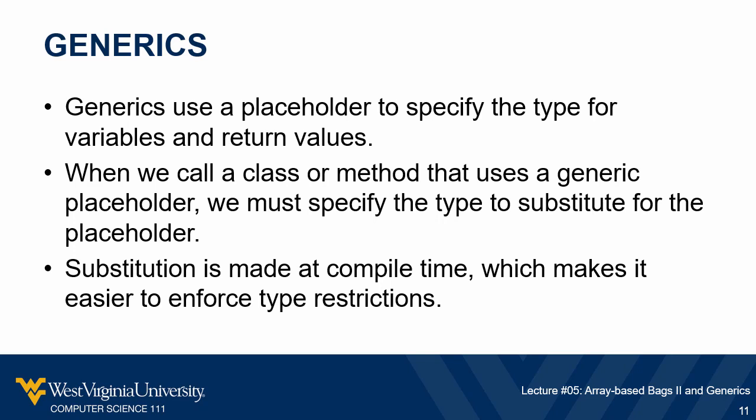And the type that we specify is going to be substituted in at compile time, which means that any of the values that we're trying to, for example, pass to our add method, if they're incompatible, are going to be detected at compile time, not at runtime, which makes it easier for us to debug problems. Let's go back to Eclipse here, and we'll take a look at how we can do some sample code with generics.